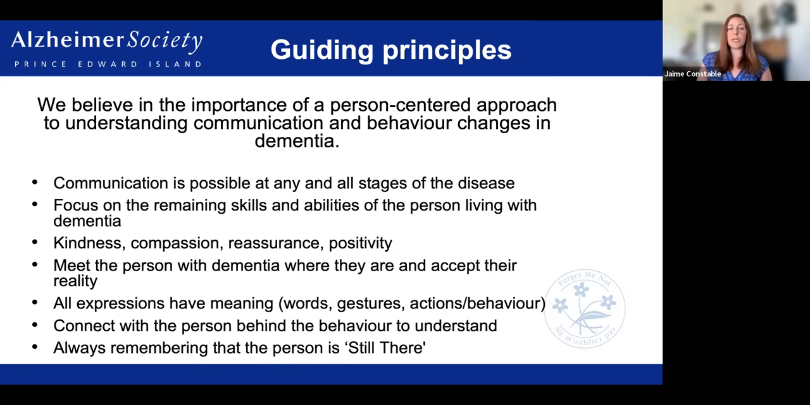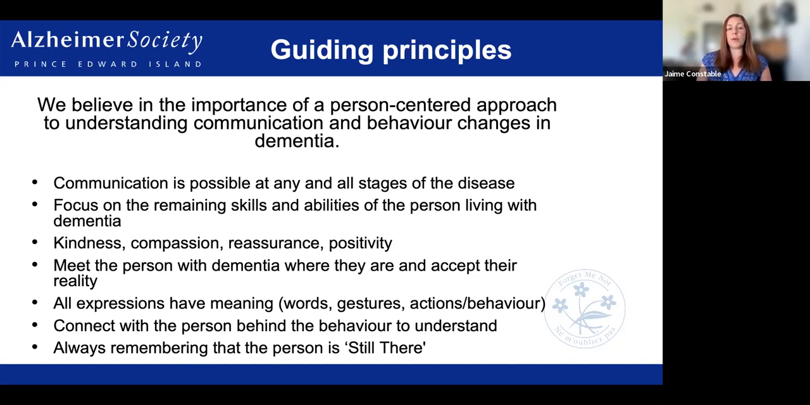The other principle is that it's really important for us to realize that as a person relating to a person with dementia, we need to meet them where they are and accept their reality. It becomes about building a bridge, joining them, validating where they are, and being curious enough to get to know about their experience.